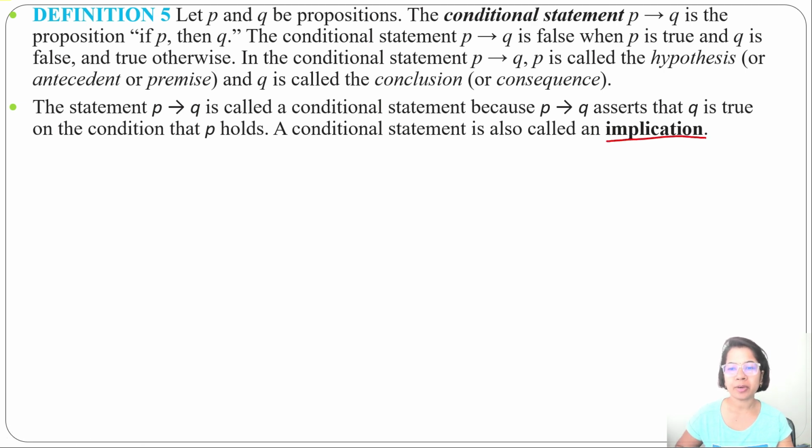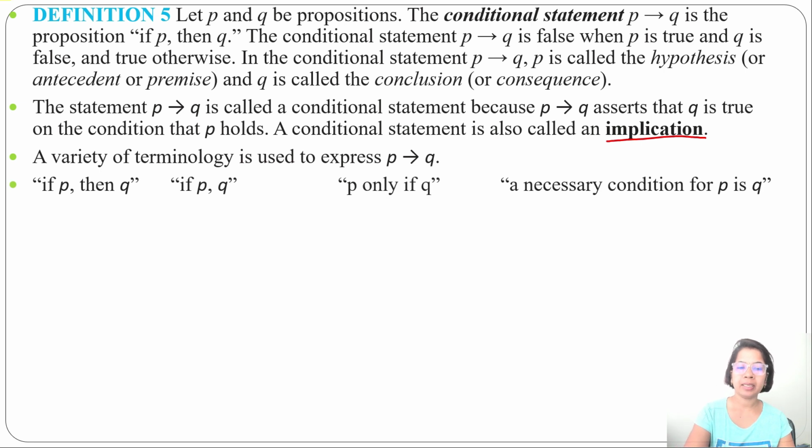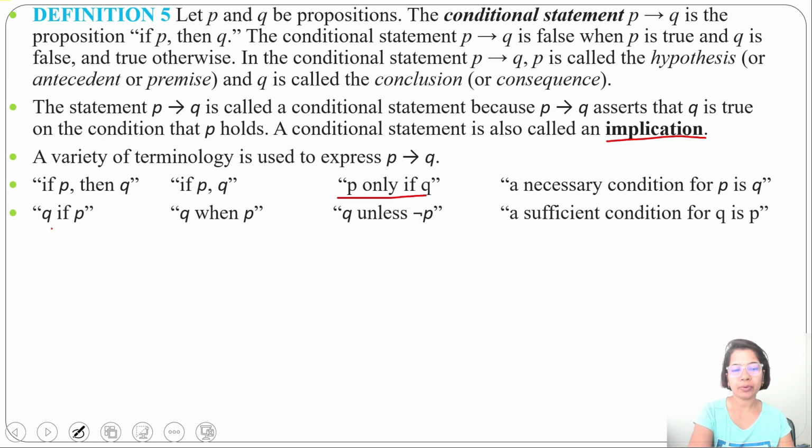There are different terminologies used for implication, like if P then Q, if P Q, P only if Q. A necessary condition for P is Q. Next, Q if P, Q when P, Q unless negation P. A sufficient condition for Q is P. Just mark here, a necessary condition for P is Q, here a sufficient condition for Q is P.